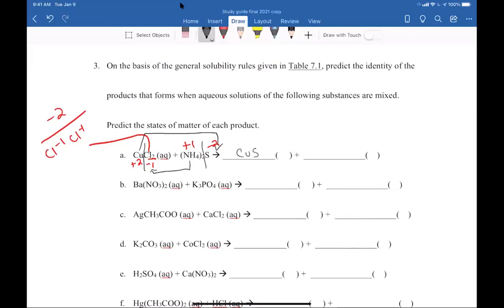Then let's do the next one. NH4 is +1, Cl is -1. Do these balance? Yes. Okay. So again, we just need one of each.